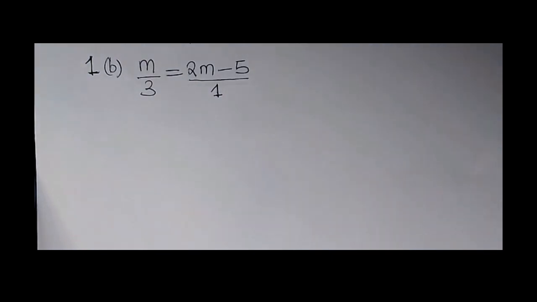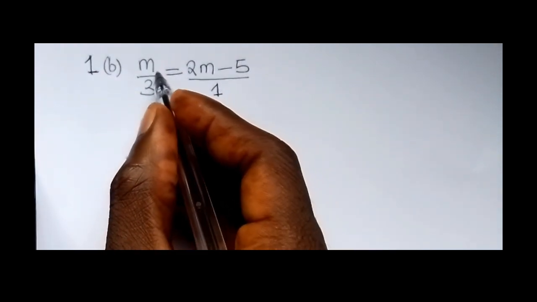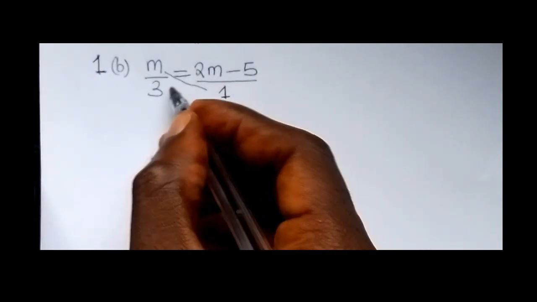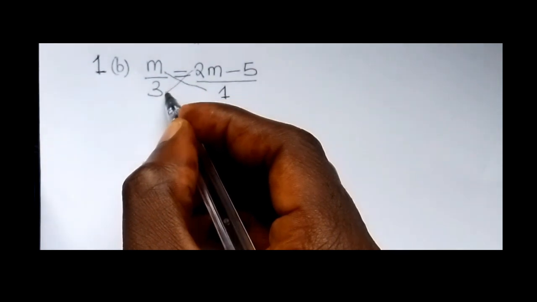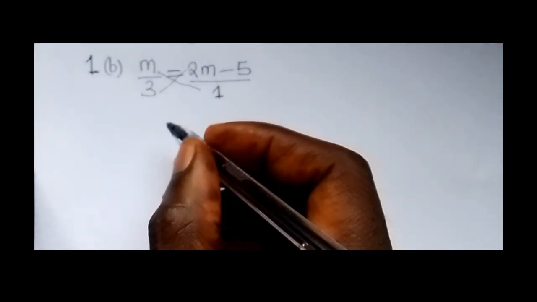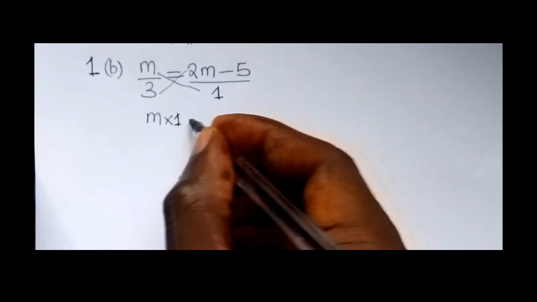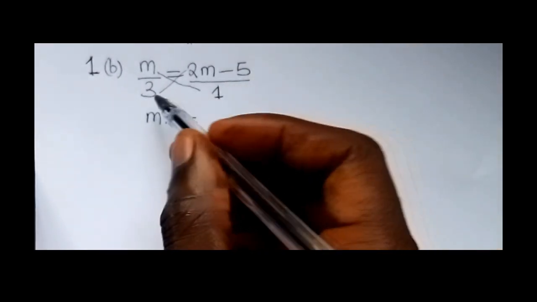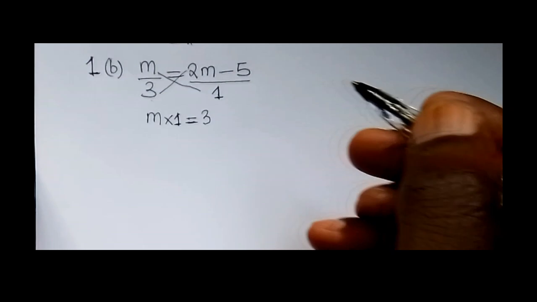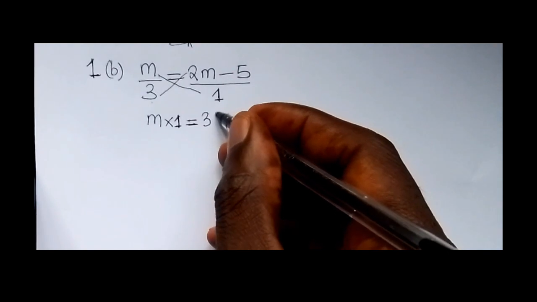And then this means that we can cross multiply. Now cross multiplying will involve m multiplying with 1 here, and also 3 multiplying with what is on top this side, 2m minus 5. To show the multiplication, this is just going to be m multiplying by 1, then this equals 3 multiplying 2m minus 5. So now we're going to show this. The multiplication of 3 and 2m minus 5, we'll just show it using brackets.